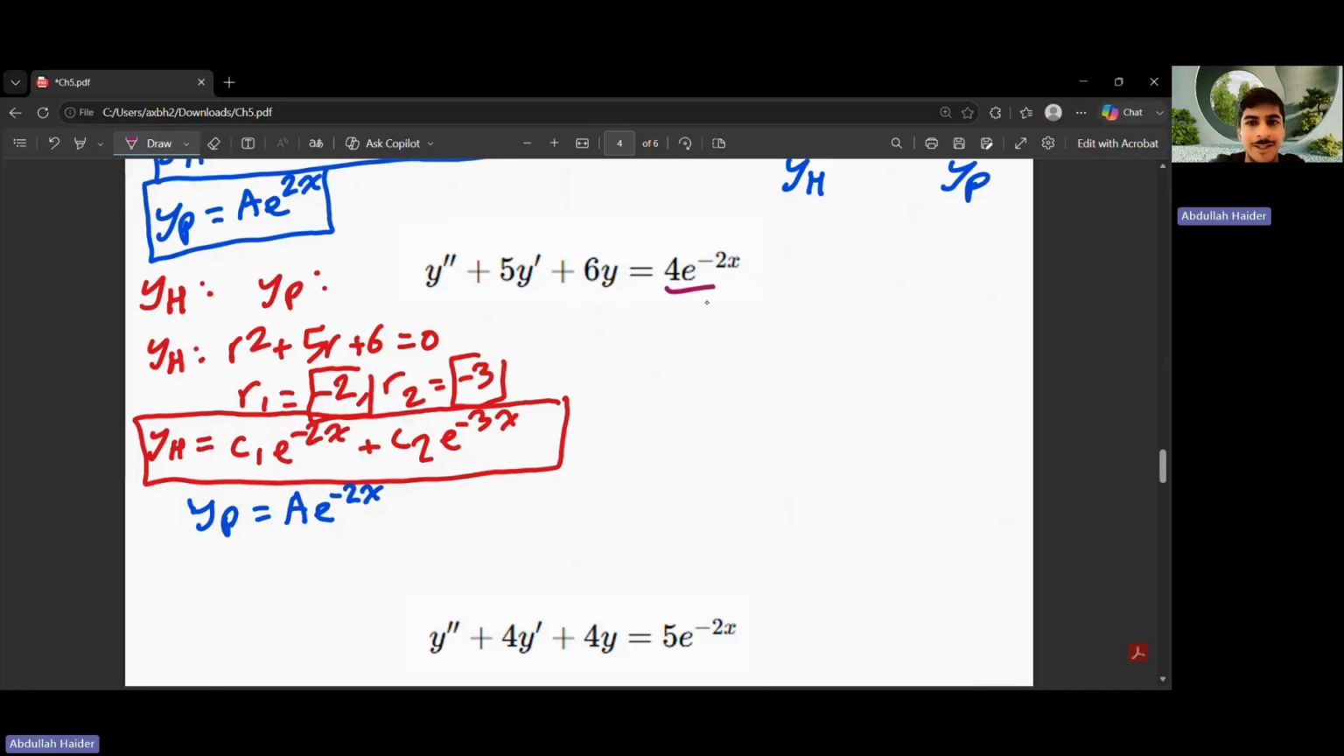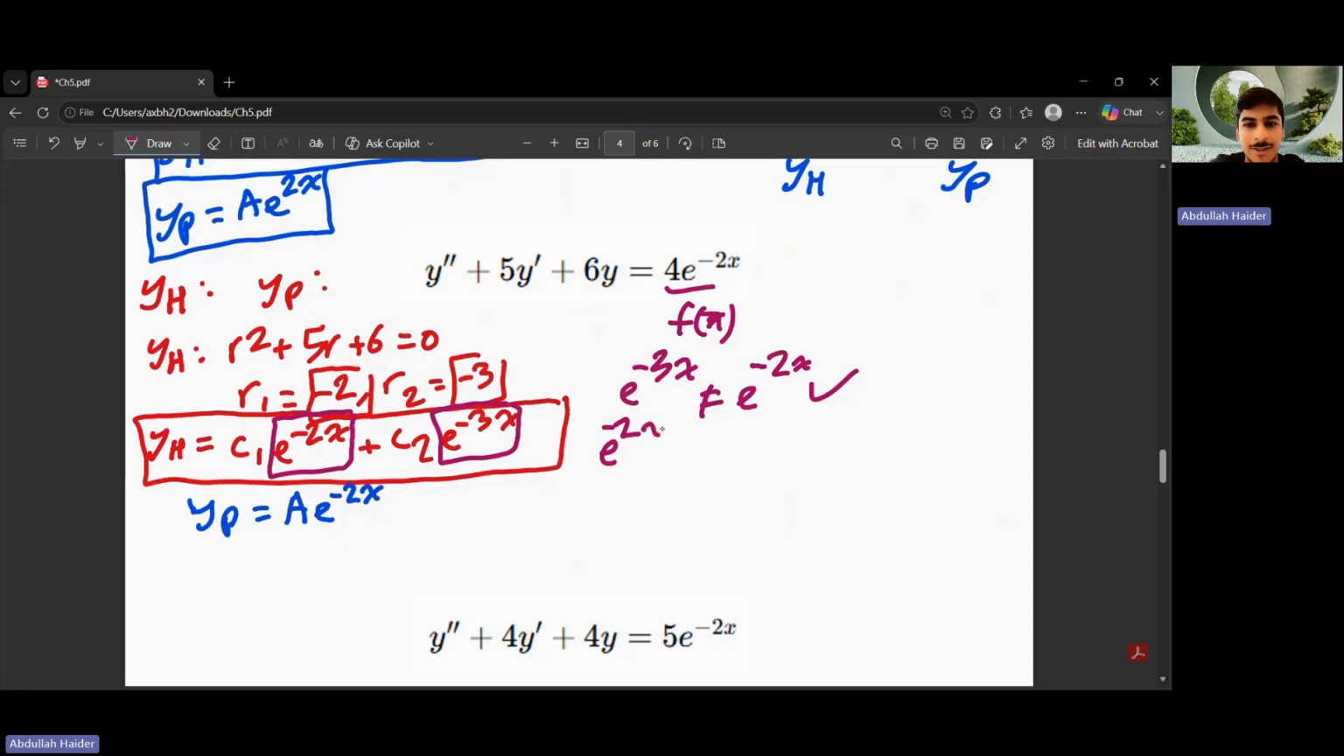So let's consider this f of x. Do we have a similar f of x in the homogeneous equation? Let's check this. e power 3x is not the same as e power 2x. e power -3x is not the same as e power -2x. So we're fine. But you have e power -2x in the homogeneous equation, which is equal to this.